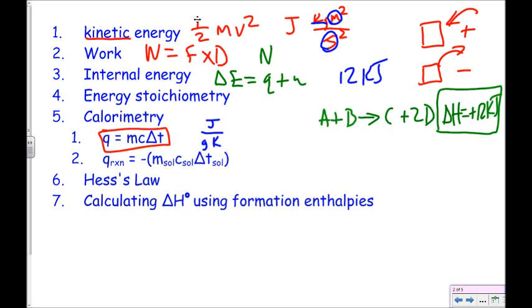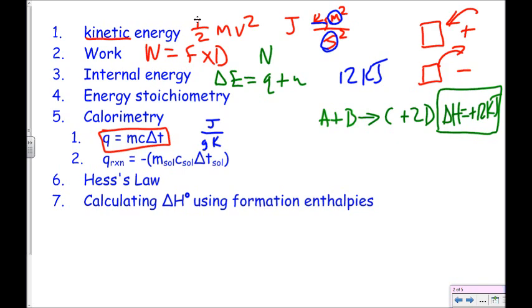Now, next type of problem would be a Hess's law problem. And that one's a dead giveaway. If you see they're asking for the delta H of a reaction and they give you other reactions, you're going to be doing Hess's law. We'll see that in a second. And then finally, when you're calculating formation enthalpy, or when you're calculating delta H's of a reaction and they're giving you a reaction and that's it, then that means you're going to be using formation enthalpies because you don't have enough information to do anything else.